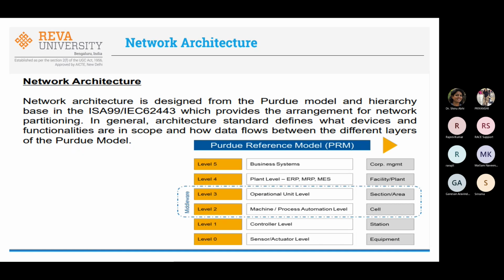In level 4, ERP and MES systems, all those things will be there in the plant ERP systems. In level 5, all the business systems for corporate users will be there. So based on this Purdue reference model only, we are going to segregate the architecture. Previously, it was not segregated, it was mixed up. So right now, based on the IEC 62443 Purdue reference model, we are going to segregate the architecture.